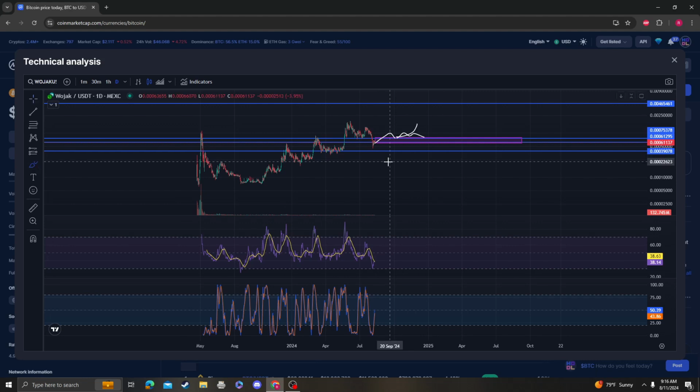If this doesn't break, we are going to look at a bigger consolidation and a capitulation down. The next area of support is 3039. So I hope that makes sense.